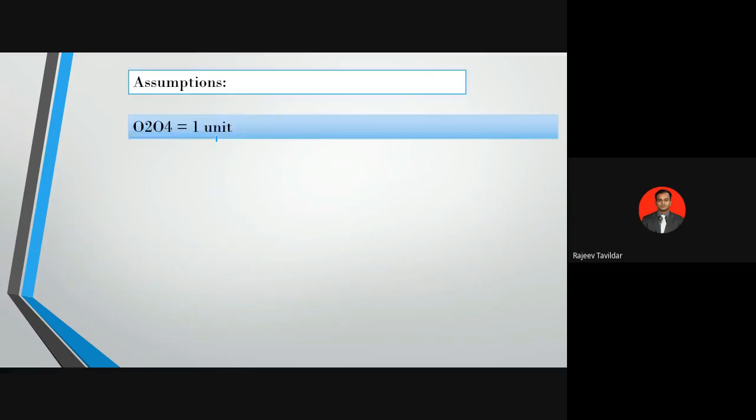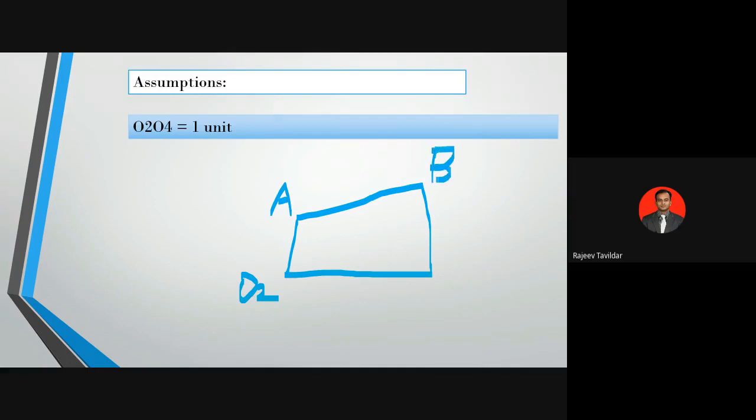The first assumption I am going to make is of the fixed link. Approximately this is how our mechanism is going to look, wherein this is O2, A, B, and O4. Out of which this link is fixed. So the first step is assuming the fixed link O2O4 is equal to 1 unit. This 1 unit, you can take as anything: 1 unit equal to 10 centimeters or 8 centimeters, depending upon what size of book you are using. Based on that, you can draw this or take the scaling.